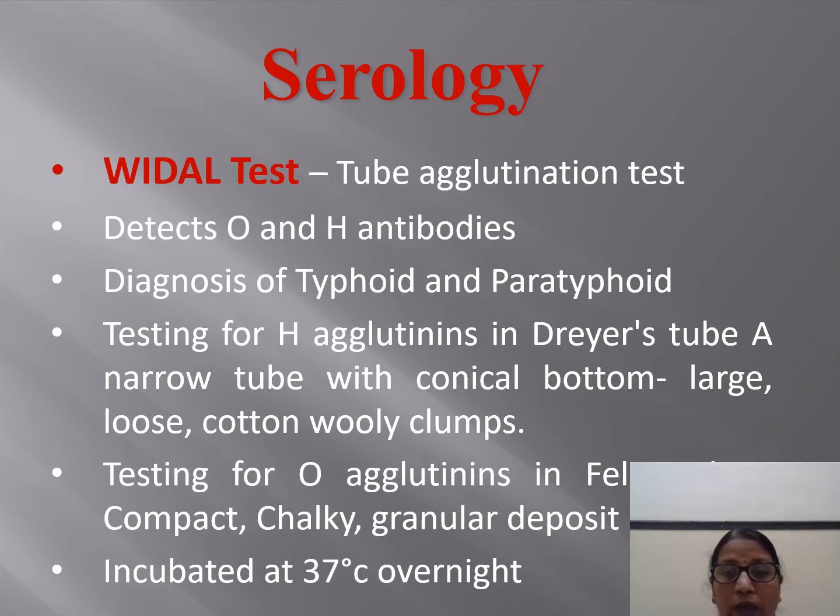One for O antigen, which is common for all: Typhi, Paratyphi A, Paratyphi B. Why? Because of sharing of factor 12 among all these three species. Hence, a common O antigen has been taken for all these three: Salmonella Typhi, Paratyphi A, Paratyphi B.